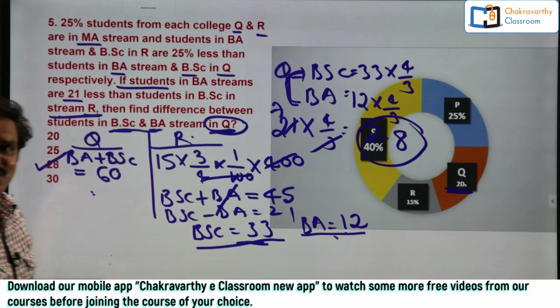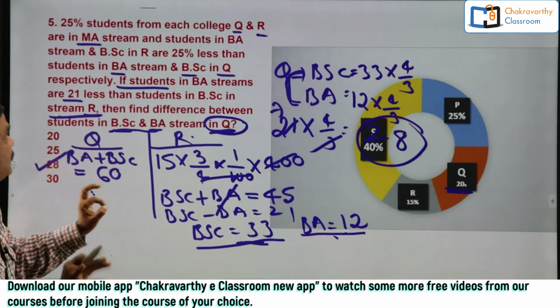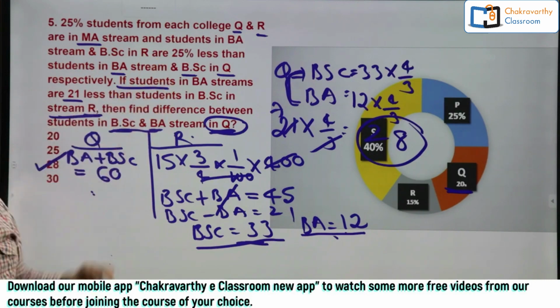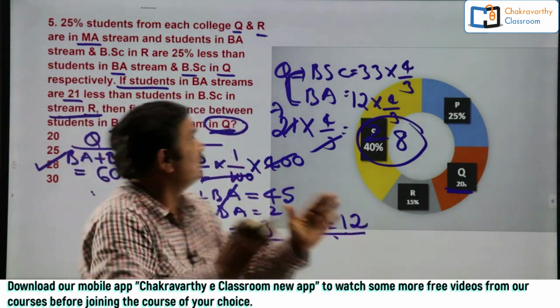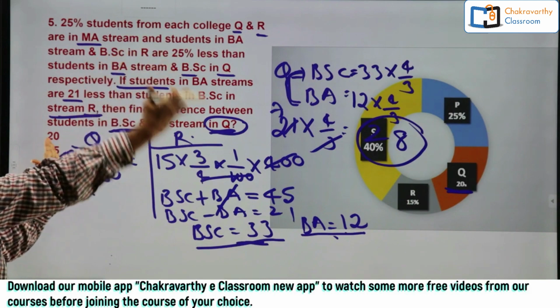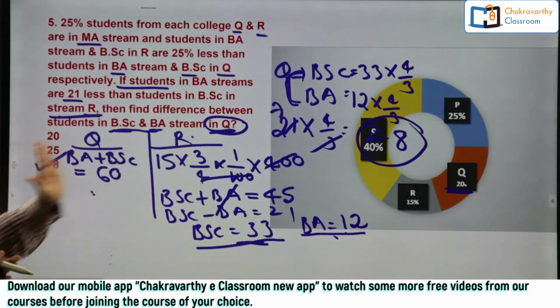Have you understood this one, students, clearly? Only one thing here you need to take care of is when they have given the data based on 2 entities, don't do 2 at a time. Just bifurcate that one, because both the figures are interrelated. College Q and college R figures are interrelated, just bifurcate this one. I have done in the same way.